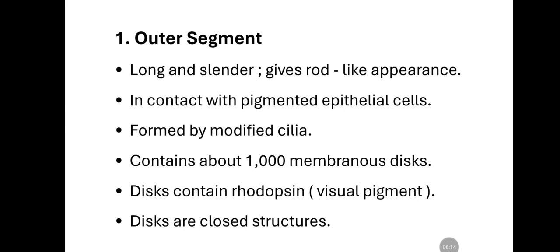Outer segment, long and slender, gives rod-like appearance. In contact with pigmented epithelial cell, formed by modified cilia, contains about 1000 membranous discs. Discs contain rhodopsin. Discs are closed structures.